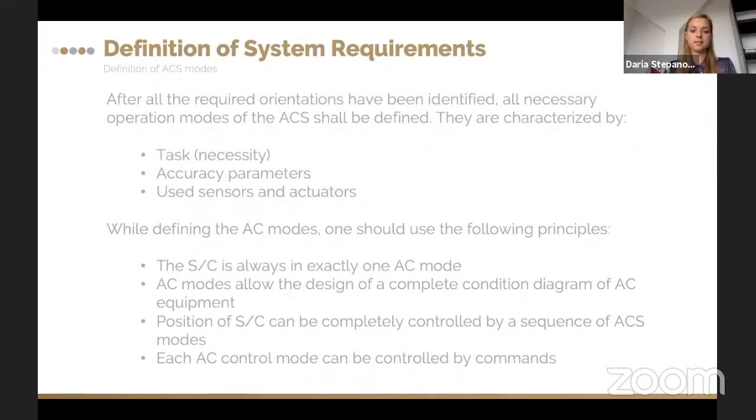While defining these modes, the following principles shall be taken into account. The spacecraft can be in 2 modes at the same time. Modes shall allow the design to comply with the equipment the satellite has. For example, if there are magnetorquers, obviously it's not going to be possible to perform 3-axis maneuvers. The position of the spacecraft shall be completely controlled by the attitude control system, and each control mode can be controlled by commands, either from the onboard computer or from Earth.